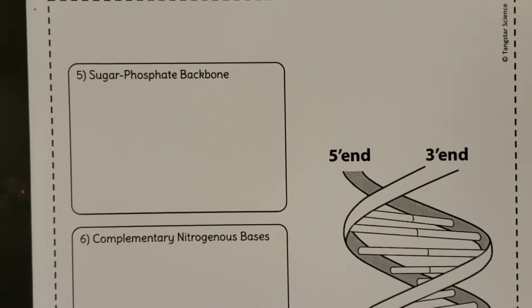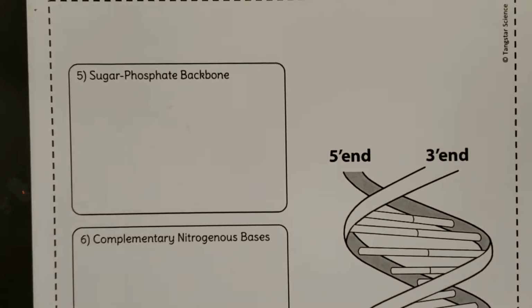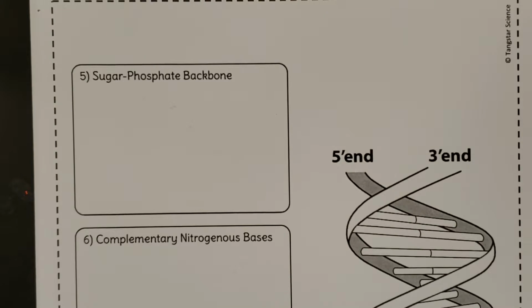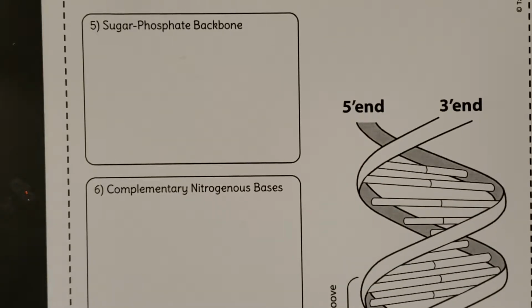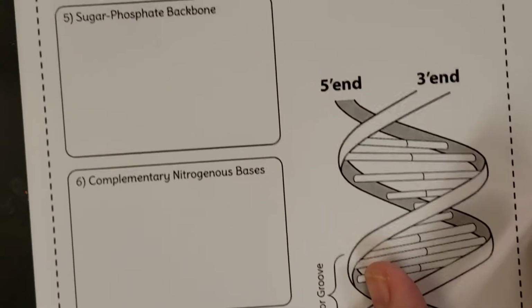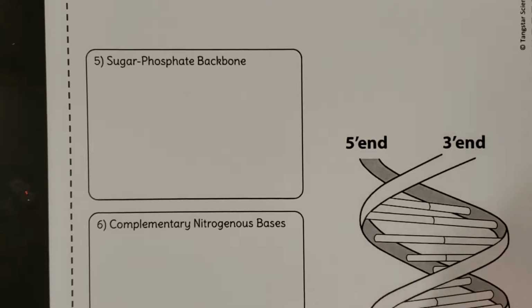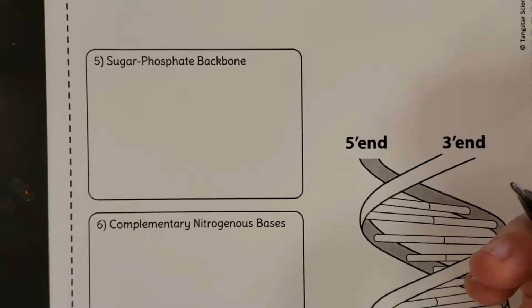All right, welcome to the second video for the DNA structure notes. You should have the paper that has this on it. We just talked about what the DNA and RNA nucleotides are, and then the two types of categories of bases, purines and pyrimidines, and that they are complementary to each other.